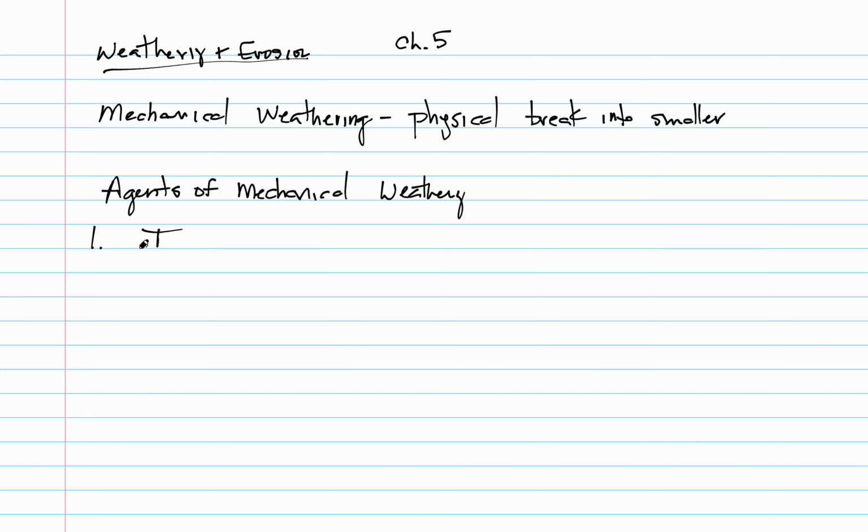The first type of agent is going to be impacts. Collision upon collision upon collision. Particles banging into particles, maybe at the bottom of a stream, or sand blowing across a desert. This is going to lead to abrasion and the reduction in particle size. So for impact, we're just going to say collisions abrade during transport.